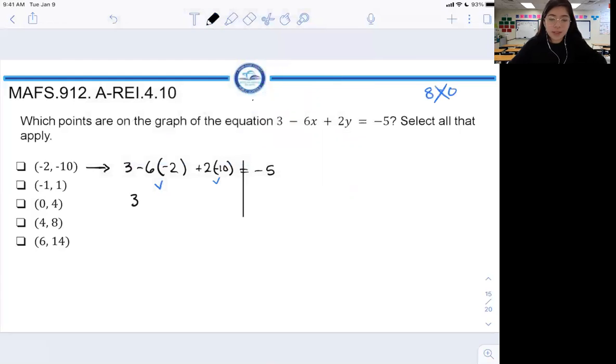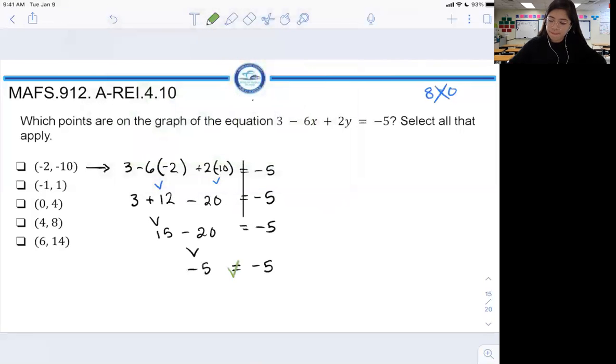So -6 times -2 is 12. 2 times -10 is -20. And now we do some math. 3 plus 12 is 15. And 15 minus 20 is -5. So -5 equals -5. Are we good to go? It's equal, exactly. So that one is a solution. And now we would go down the line and do each and every one until we figured out which ones work and which ones don't work.